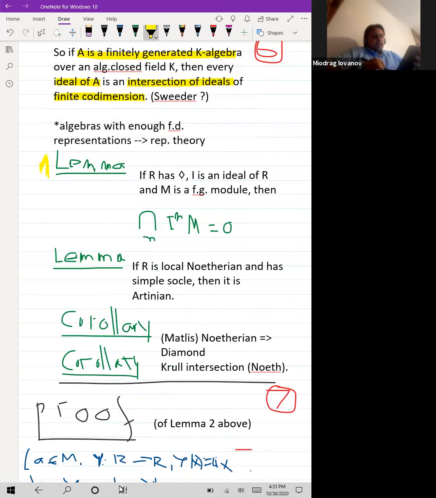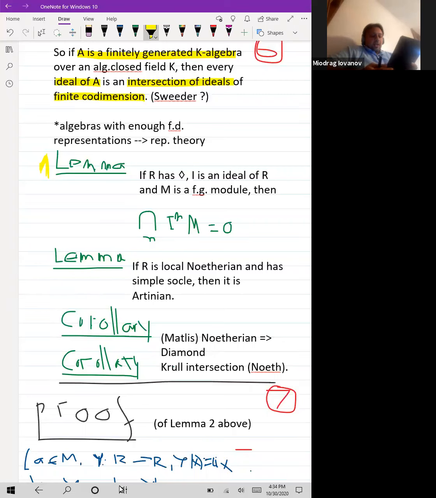which says that if R has the diamond property, and you take any ideal I and a finitely generated module M, then the intersection of the powers of I times M is 0. And if you would like to erase this M, you could also say that if M is just R, the intersection of the powers of I is 0. And of course, immediately we think, well, this is Krull's intersection theorem. Yeah, I think I missed a hypothesis here. I want this to be a local ring.